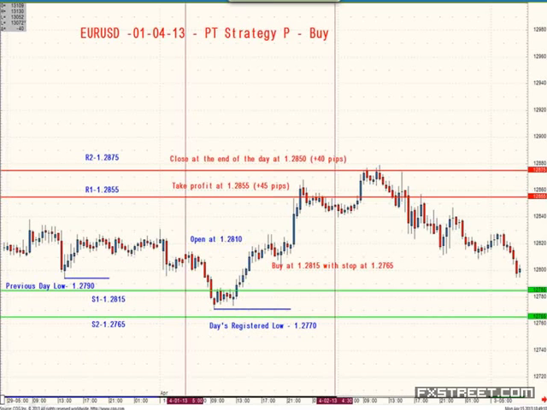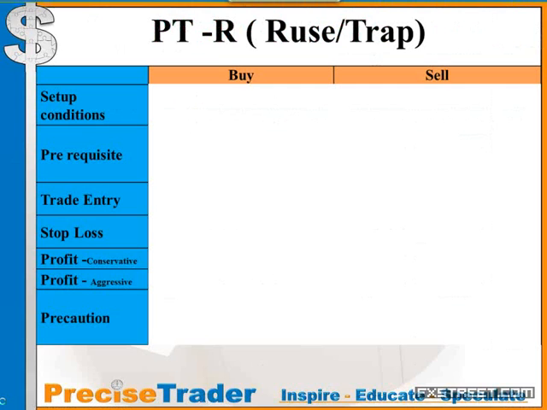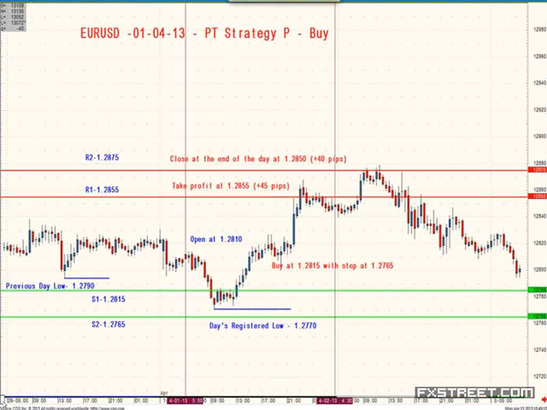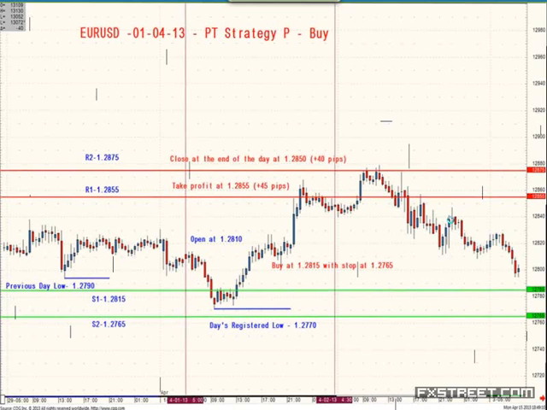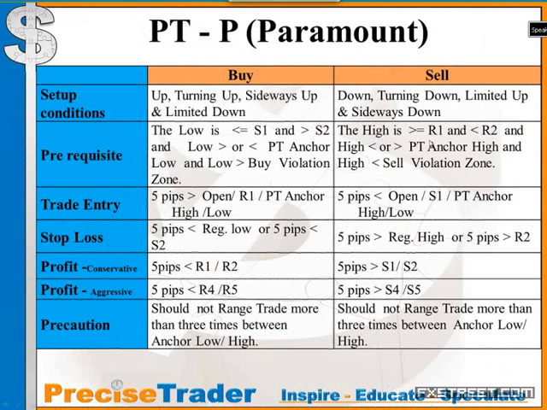So the opposite is true if we are a seller. Meaning if we are a seller, again, this is the PTP. The seller is the opposite, meaning the high is greater than or equal to R1 and less than R2. And again, high is less than or greater than PT anchor high and so on, and sell, and so on. So this is just the direct opposite. If I can clearly visualize this, then I can also visualize the opposite.